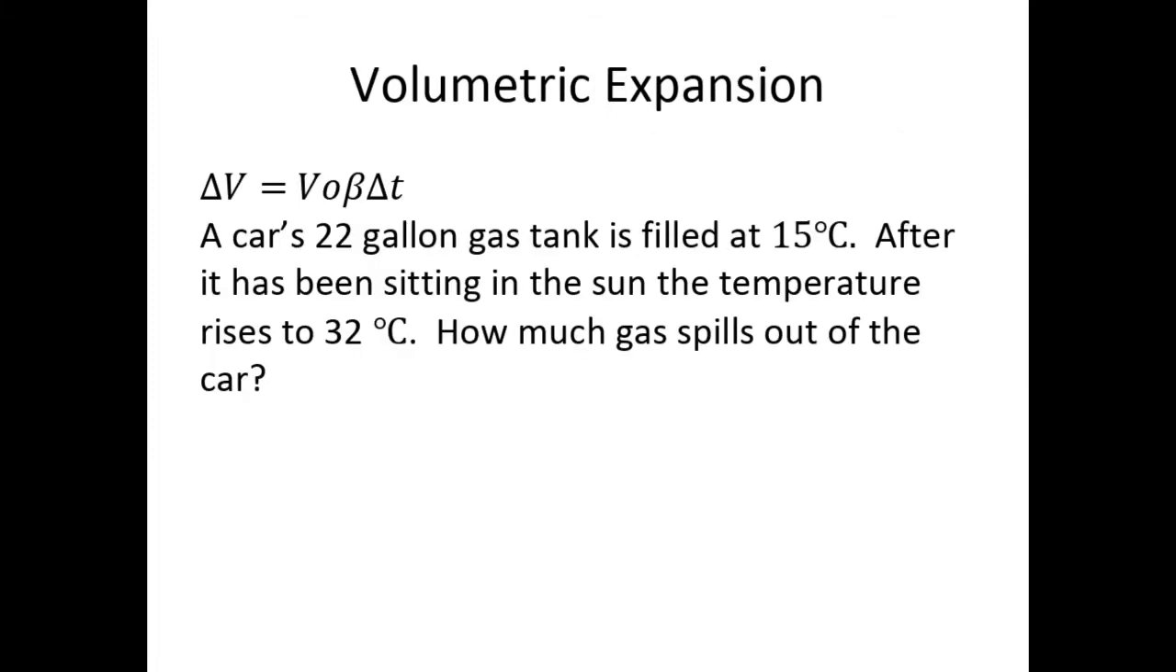Volumetric expansion. Now that has to do with volume, not just linear. Delta V is the change in volume. V0, that's original volume. Beta is the volumetric expansion constant, which is also in the chapter. And then, of course, change in temperature, same thing, all right? So a car's 22-gallon gas tank is filled at 15 degrees Celsius. After it's been sitting in the sun, the temperature rises to 32 degrees Celsius. How much gas spills out of the car?